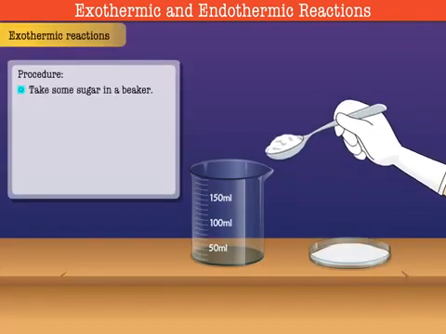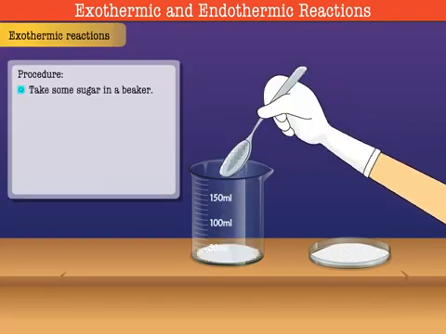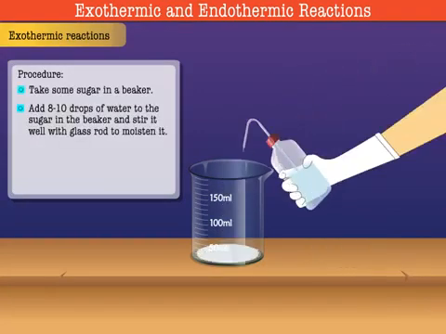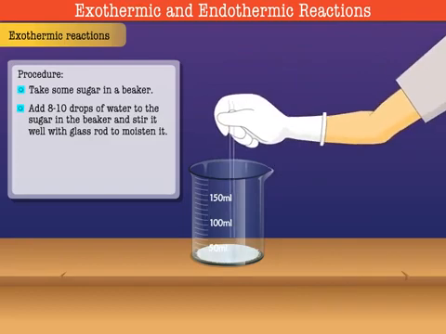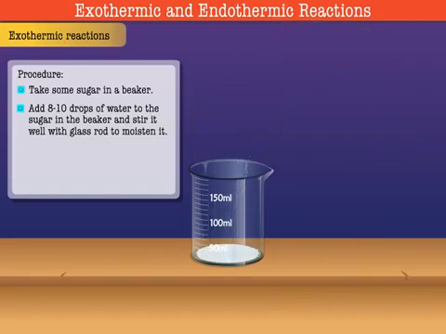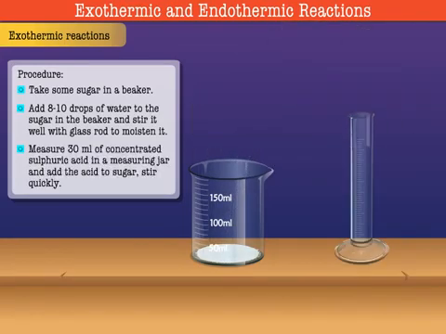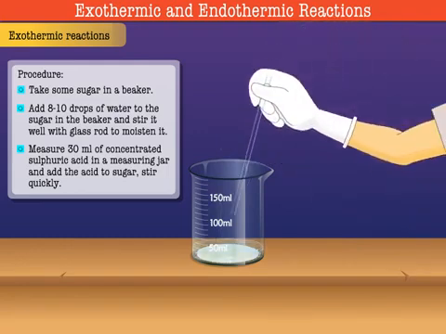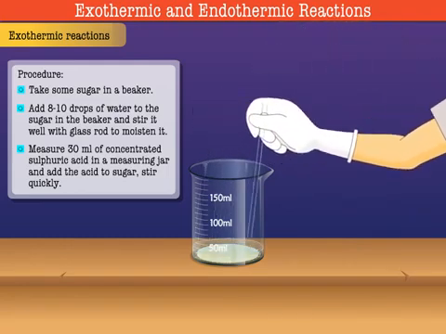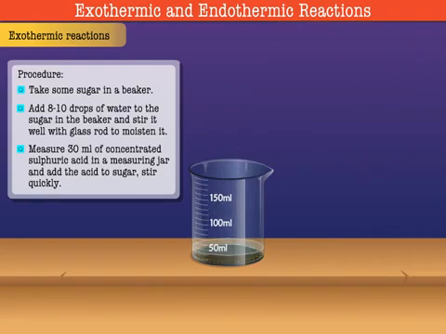Let's take some sugar in a beaker. Add 8 to 10 drops of water to the sugar in the beaker and stir it well with a glass rod to moisten it. Now measure 30 ml of concentrated sulfuric acid in a measuring jar and add the acid to the sugar. Stir quickly. See that the acid covers the sugar.